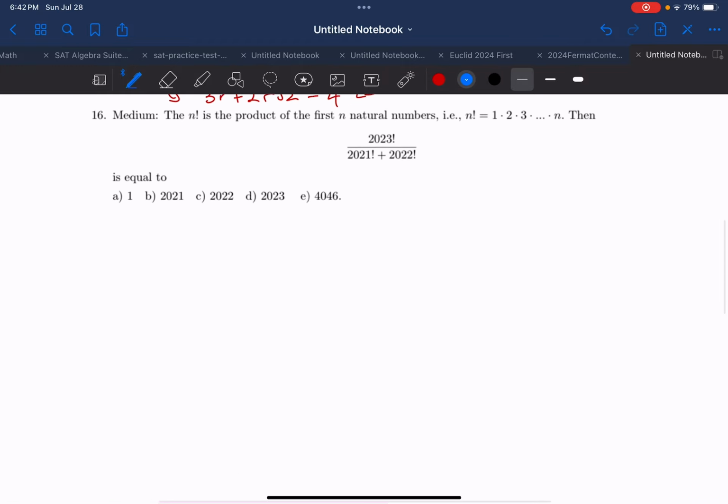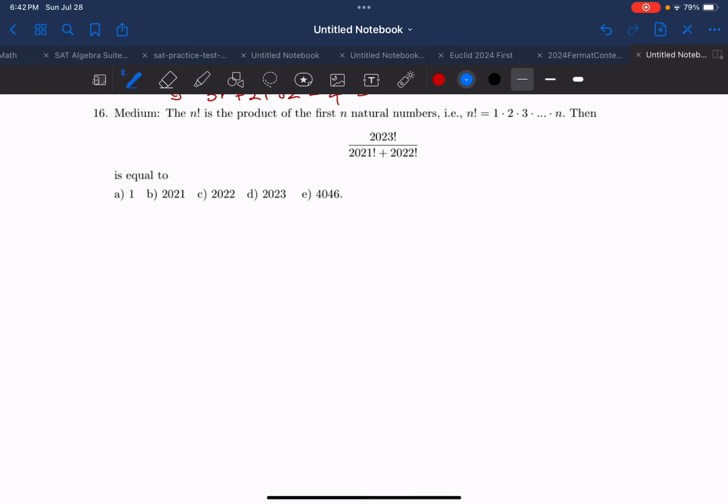Question number 16. N factorial, that's how we read it, is the product of the first n natural numbers. So n factorial would equal 1 times 2 times 3, multiplying till n. Then the question asks 2023 factorial over 2021 factorial plus 2022 factorial. So let's first lay this into a form of multiplication for better understanding.